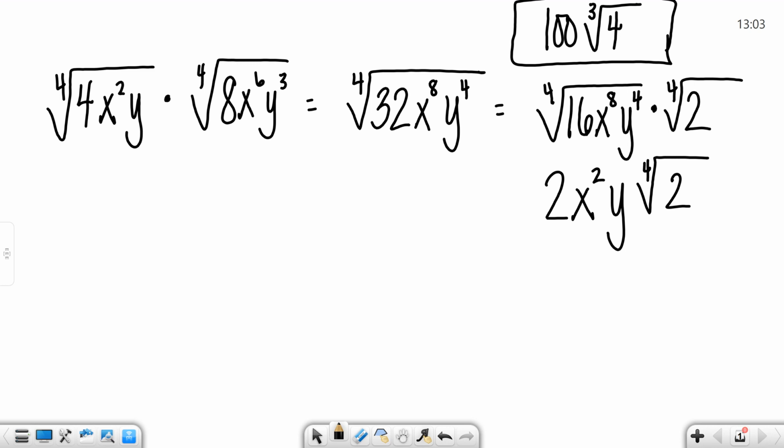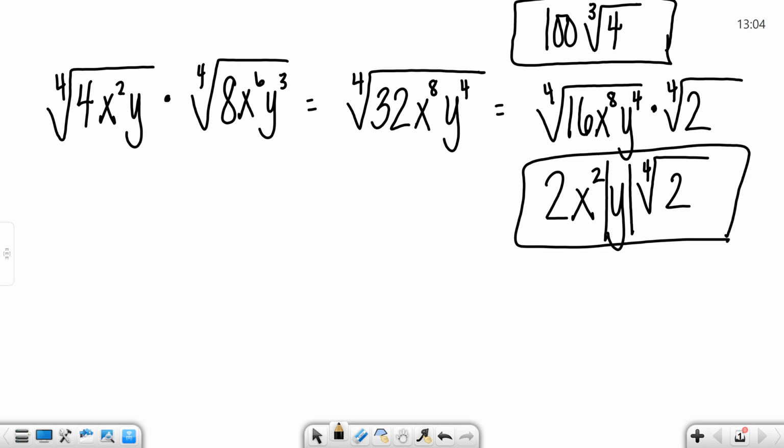Now, if our directions did not say that we were assuming all answers to be positive, we would need an absolute value this time around the y. There's not a y left in the radical. We took an even root, we got an odd exponent.